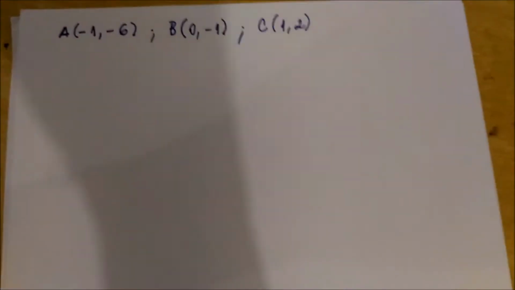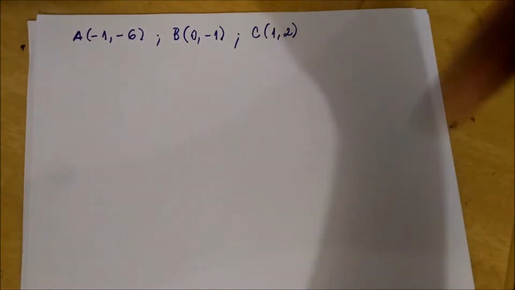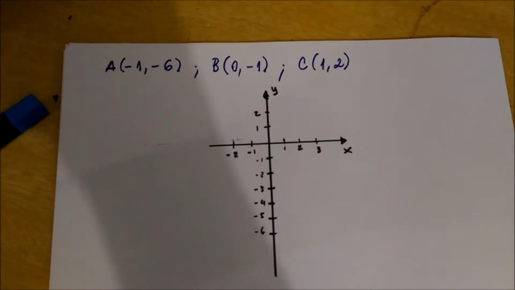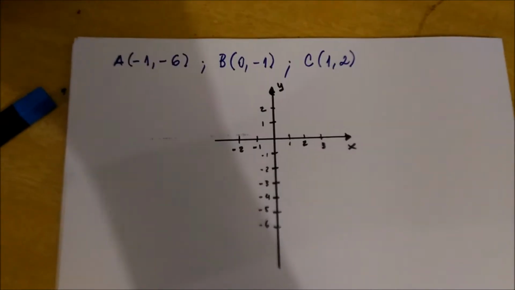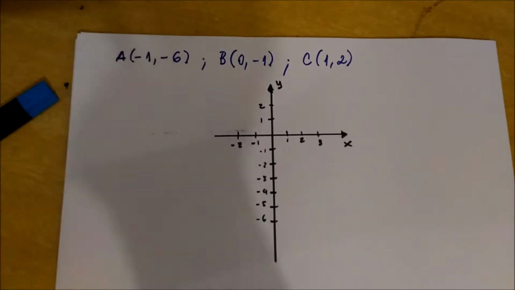Now comes the fun part. Put this in a graph. Hold on a second. I'm going to draw the coordinate grid, and I'll be right back. Hey, back in black. So I just drew my coordinate plane here, and now I'm going to plot these points.